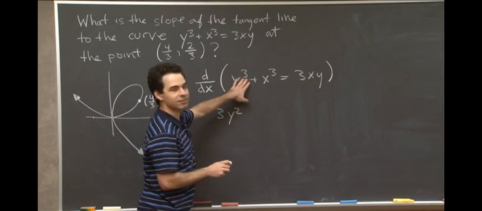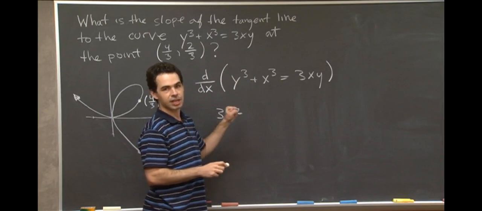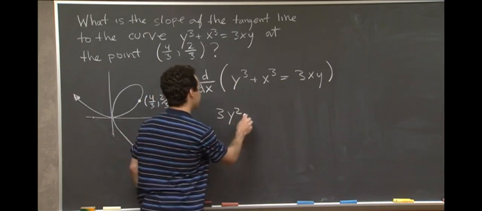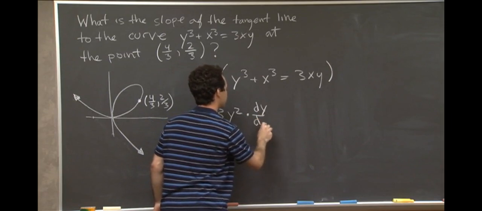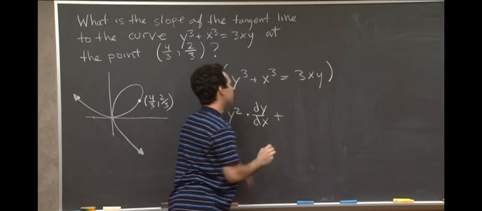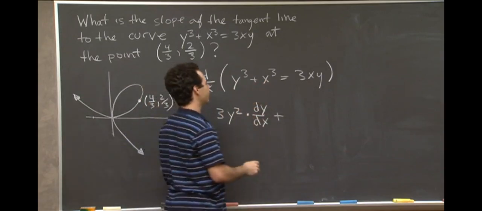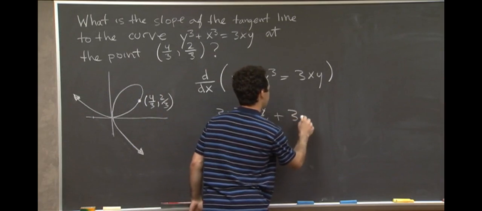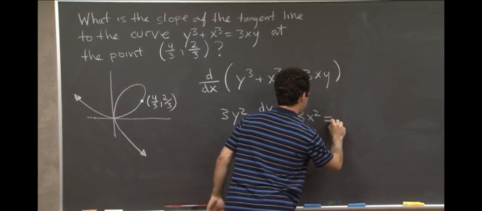So that's what happens when you just deal with the cubed part. But then we need to multiply, in the chain rule, by the derivative of the inside, which in this context is dy by dx. Plus the derivative of x cubed. That's more straightforward, nothing really complicated going on here. We've seen this for a little while now. That's just 3x squared.